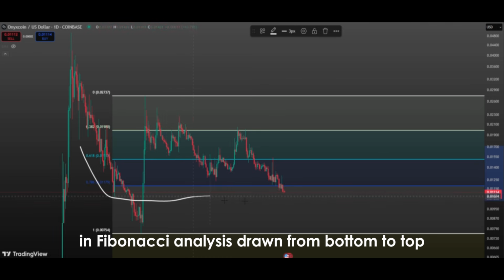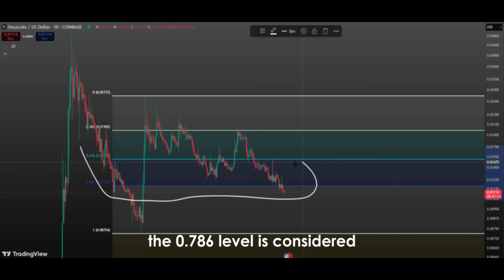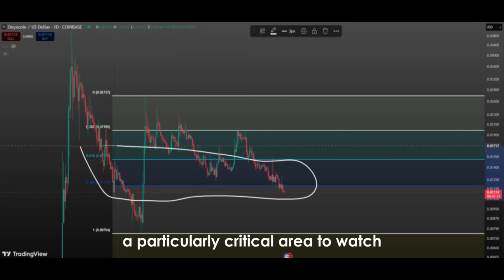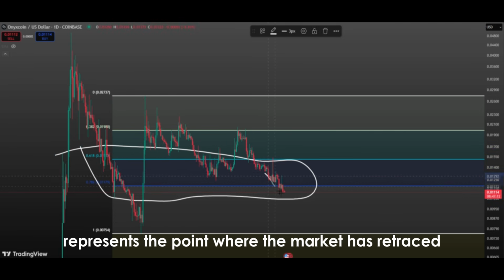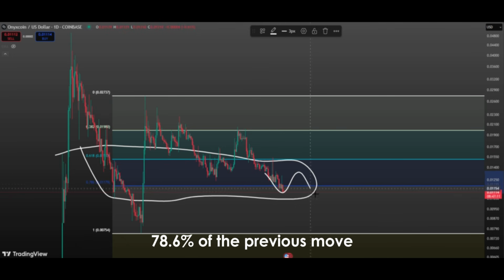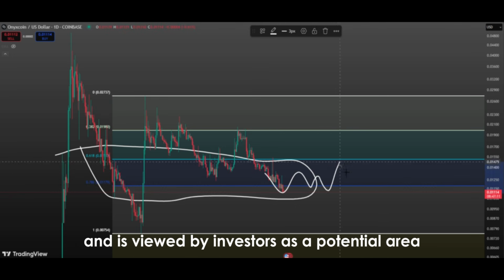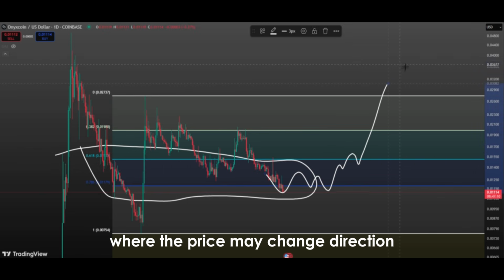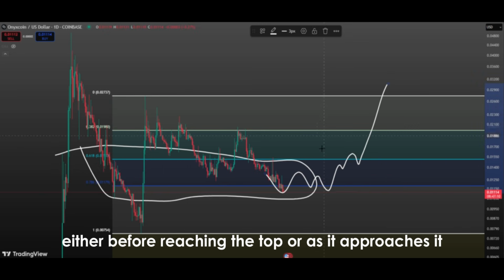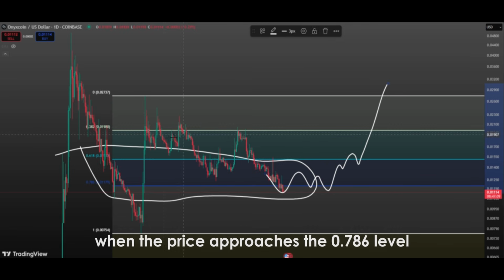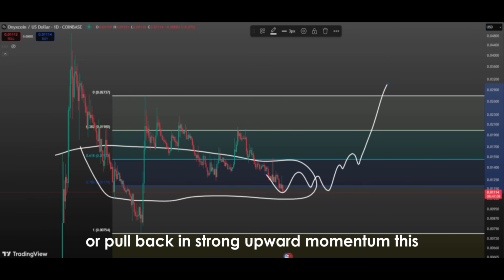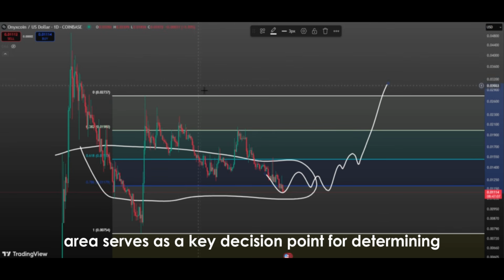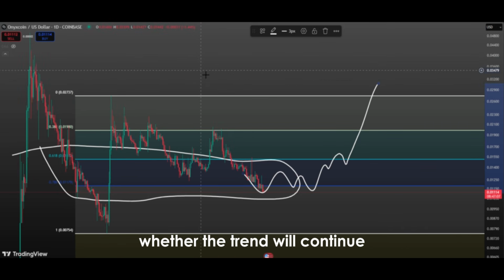In Fibonacci analysis drawn from bottom to top, the 0.786 level is considered a particularly critical area to watch as a potential resistance point. This level represents the point where the market has retraced 78.6% of the previous move and is viewed by investors as a potential area where the price may change direction, either before reaching the top or as it approaches it. When the price approaches the 0.786 level, it indicates the possibility of a short-term pause or pullback in strong upward momentum. This area serves as a key decision point for determining whether the trend will continue.